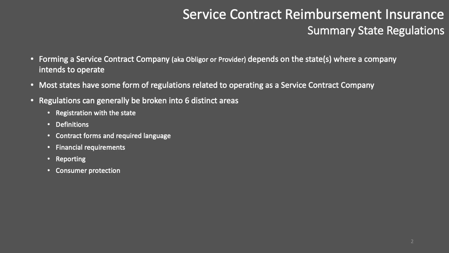Contract forms and required language get into the actual form the consumer receives. Some states require you to file those forms with the state for approval. And many states have language that needs to be incorporated on areas such as refunds or backing of the contract, for example. Financial requirement regulations typically get into what exactly are the mechanisms to ensure performance under the agreement.